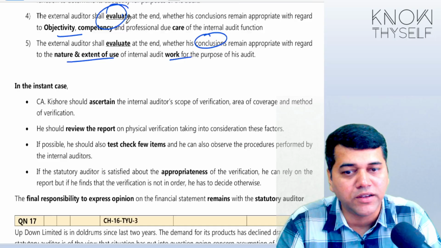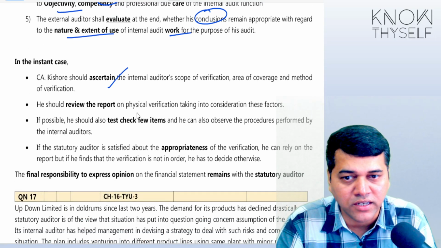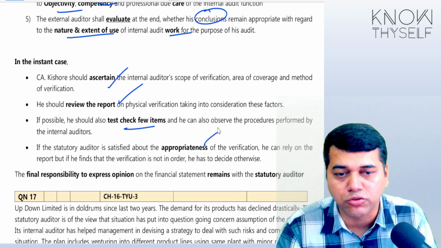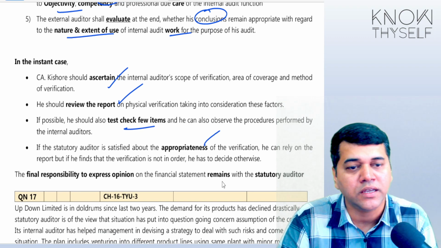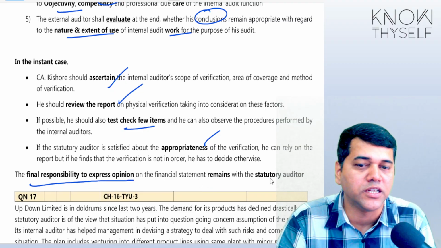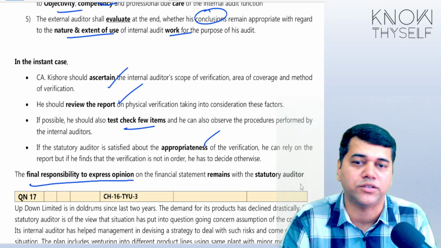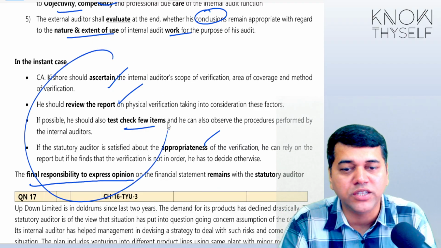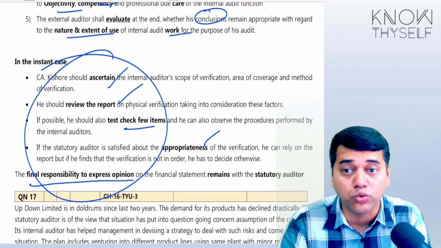So in the given case, he has to check whether all these things are done, review the report, test check a few of the items, and check whether his conclusion is appropriate related to the objectivity. The final responsibility related to the opinion is of the statutory auditor. Ultimately, the statutory auditor is responsible. He can rely, but subject to these activities. It's not that he should not rely at all.